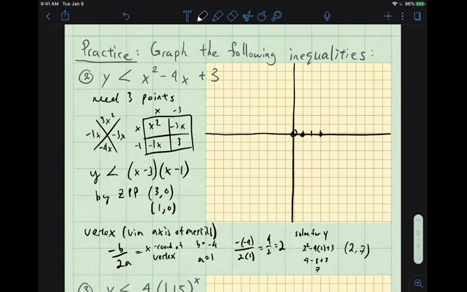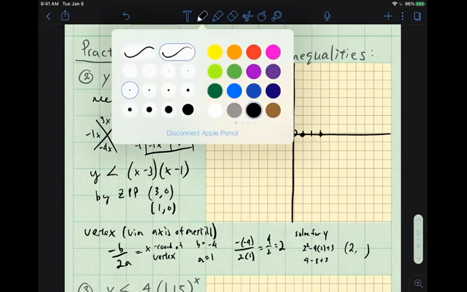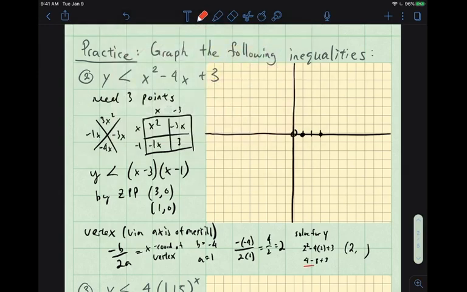Let me check. 3 and 1, okay. 2 negative b over 2a, yeah. 4 divided by 2 is 2. Oh, negative 7, there we go. Wait. Negative 4, oh, I messed up here. Here's my mistake. Messed up my signs. So this part first gives us negative 4. Negative 4 plus 3, positive 3 gets us negative 1. There we go. So 2 comma negative 1 is down here.